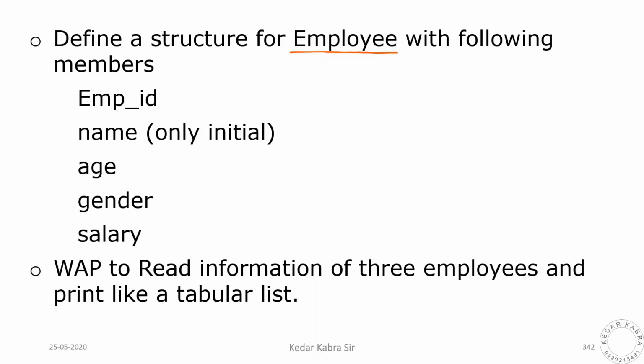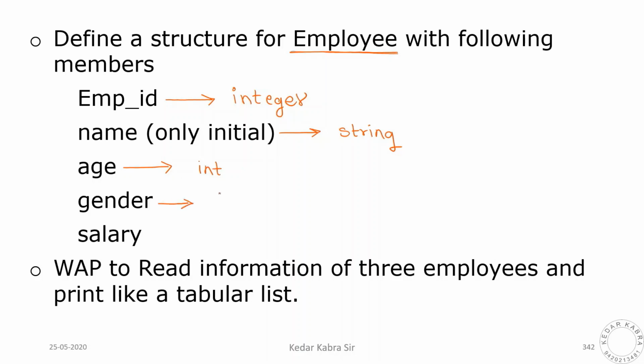Employee ID, it is generally integer. It is like a roll number of a student. Name is an array of characters, so it is going to be a string. Age, it is also an integer.